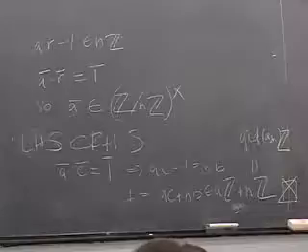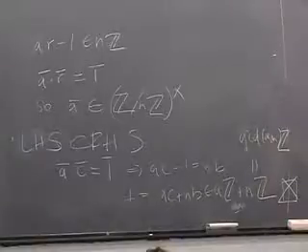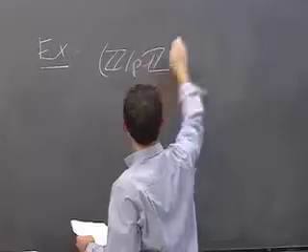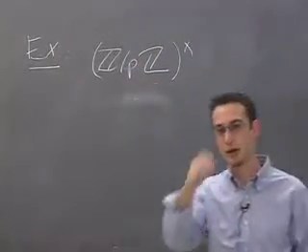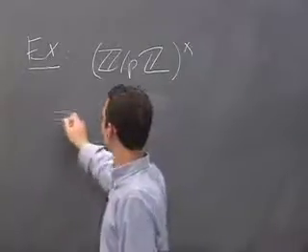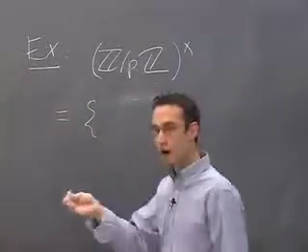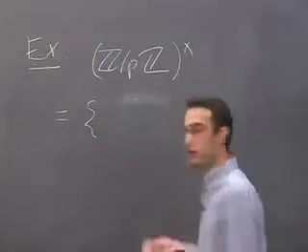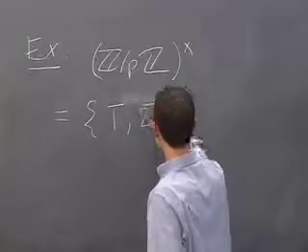This gives a sort of structure. So example. What does (Z mod pZ) cross look like? Yeah, go ahead. Everything except for 0. All of 1, 2, 3 up to p minus 1 are certainly relatively prime to p. So this is 1, 2.